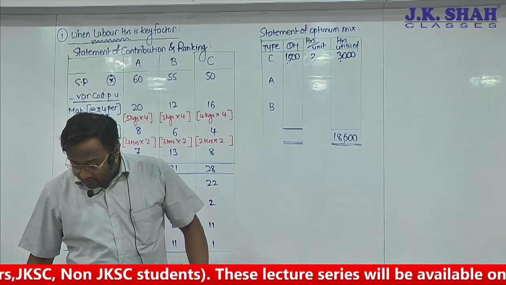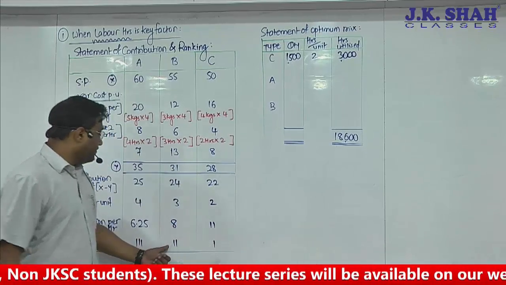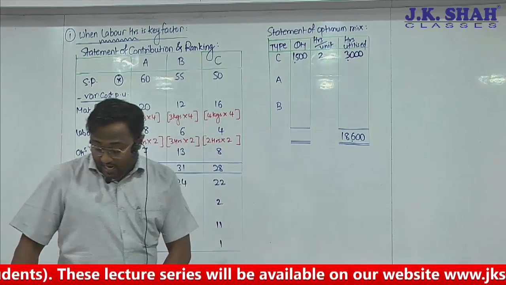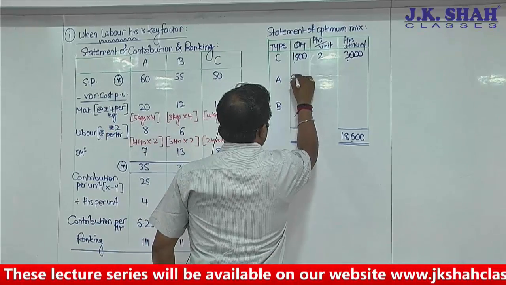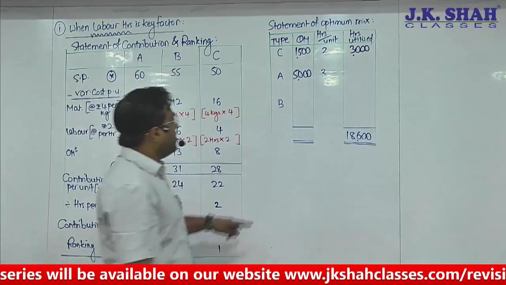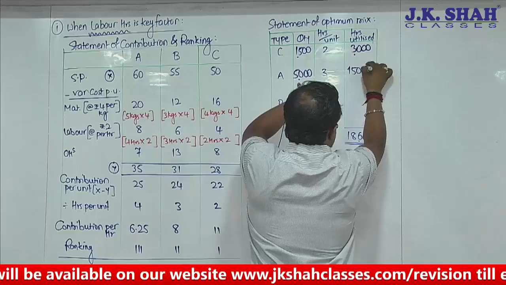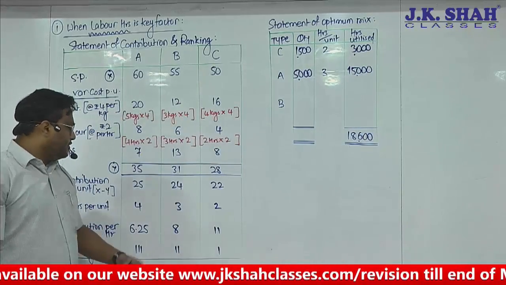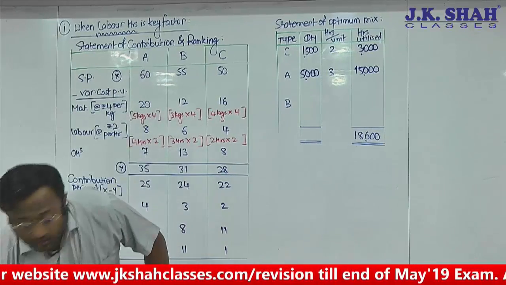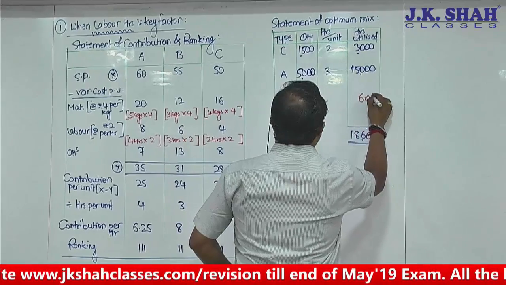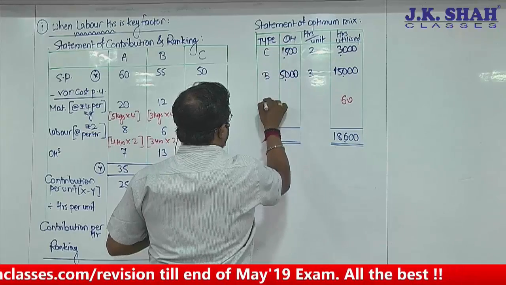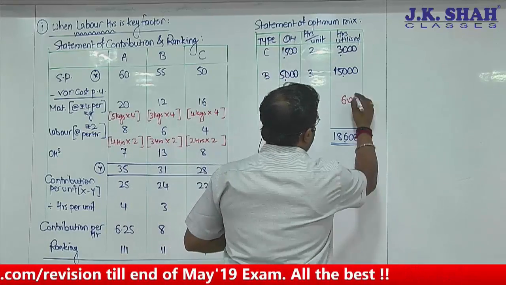My next quantity will be of B. Naturally B is the second most profitable product. I plan to produce 3,000, but I can produce 5,000. So why not utilize the opportunity by producing 5,000? 1 unit of B requires 3 hours. So 5,000 units will take 15,000 hours. Now see, you still have 600 hours left. You still have C, B, A. You have 600 hours left.